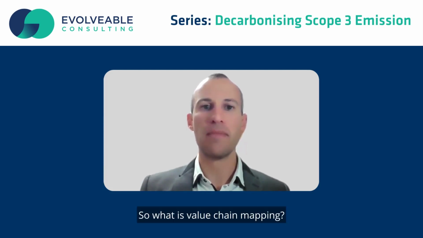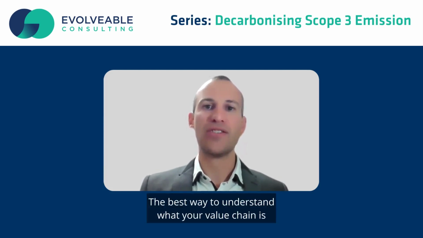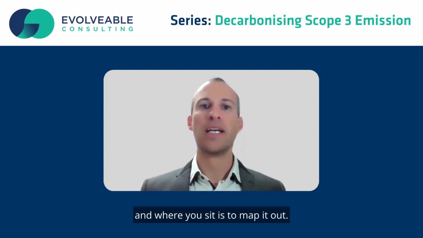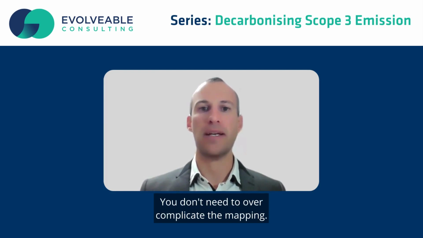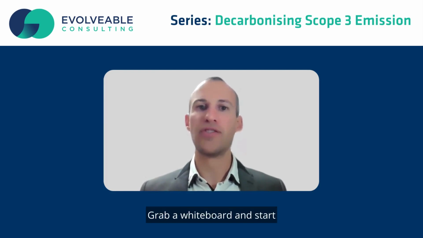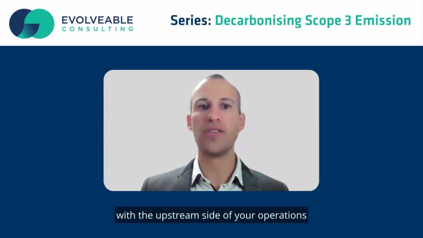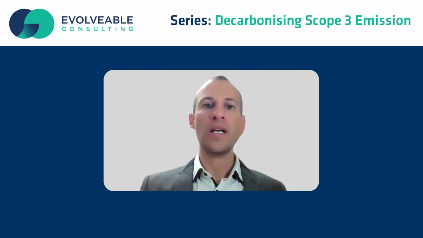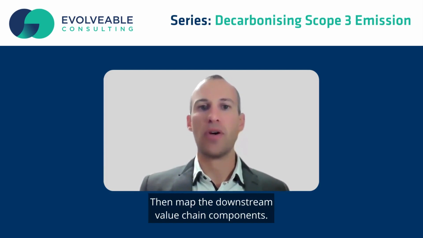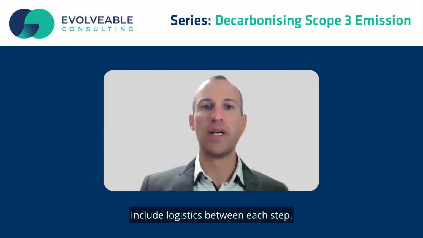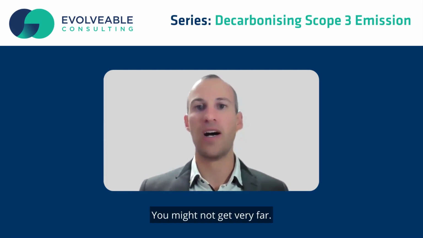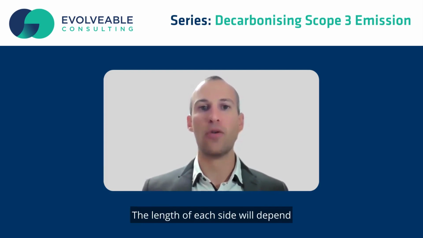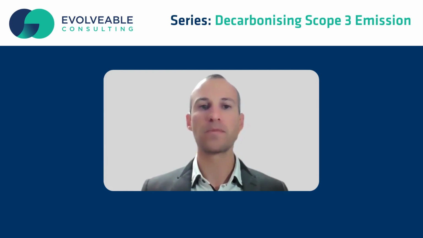So on to value chain mapping. The best way to understand what your value chain is and where you sit is to map it out. You don't need to overcomplicate the mapping. Grab a whiteboard and start with the upstream side of your operations and map it as far as you can at a high level. Then map the downstream value chain components. Include logistics between each step. You might not get very far. It's highly complex. The length of each side will depend on where you sit in the value chain.